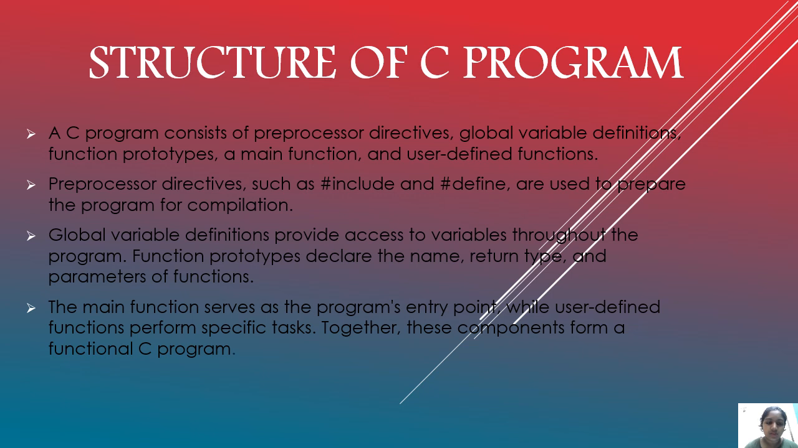Function prototypes declare the name, return type, and parameters of functions. The main function serves as the program's entry point while user-defined functions perform specific tasks. Together, the components form a functional C program.